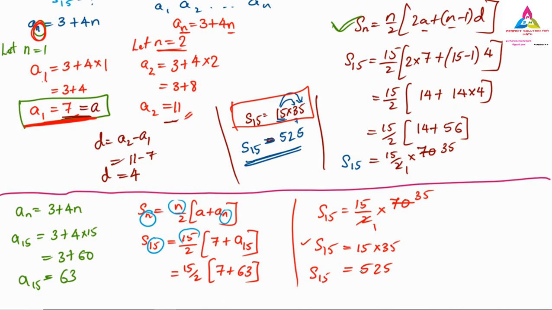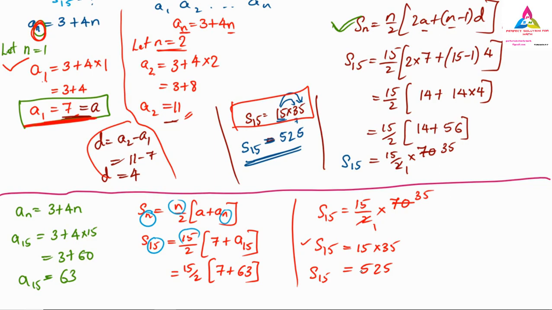Whichever method is easy for you, you can solve. But for solving this problem, you need this much calculation. First we have to find a1, that is compulsory for both methods. Then you can continue to find a2, then find the d value. After finding the d value, you substitute in the formula Sn is equal to n by 2 into 2a plus n minus 1 into d, and you can continue.